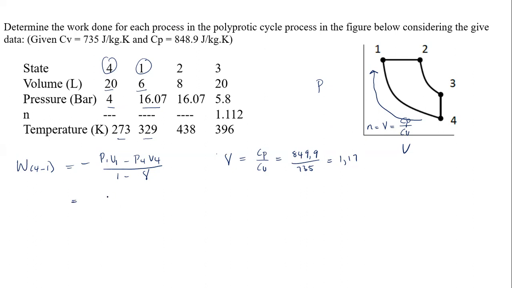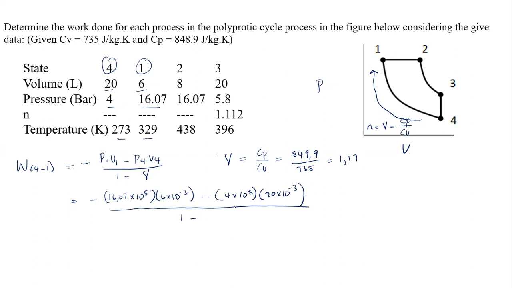Then now let us go determine the work. We have negative. So P1 at this point in time is 16.07 times 10 to the power 5. And then my V1 in this case, which is the final state, is going to be 6 times 10 to the power of negative 3 cubic meters. Subtract my P4, in this case it's going to be 4 times 10 to the power positive 5, close my bracket. And my volume there is going to be 20 times 10 to the power negative 3, close my bracket, divide by 1 minus my lambda, which is 1.17.